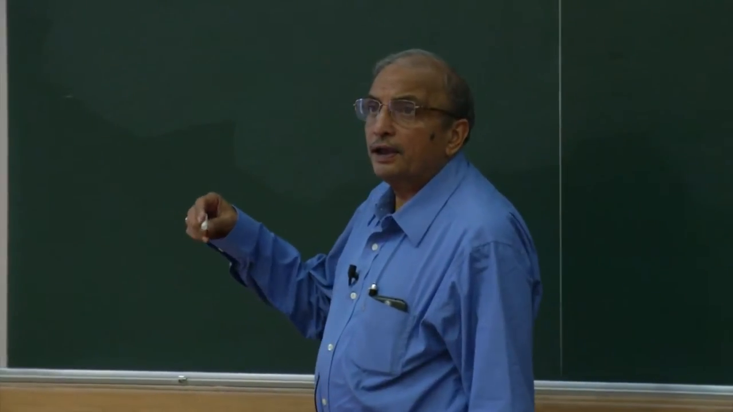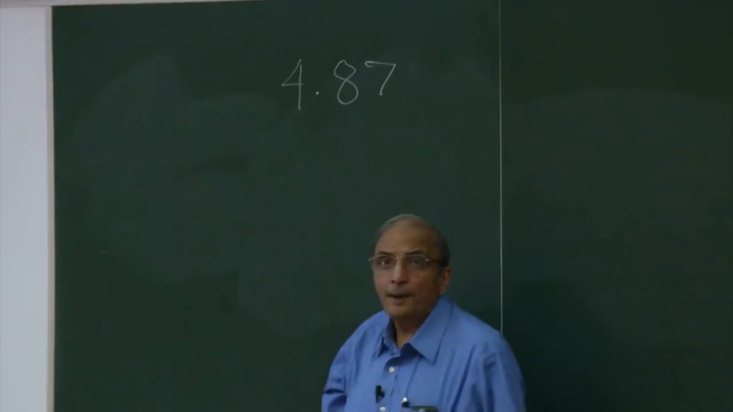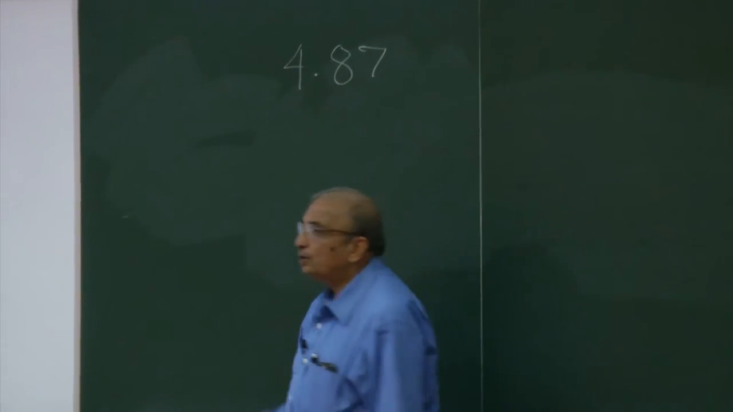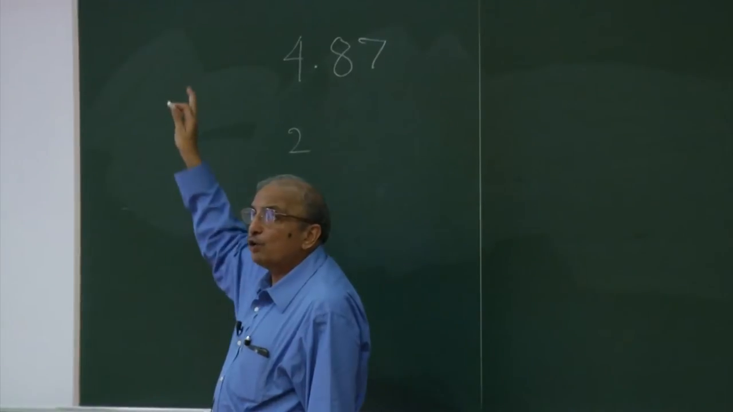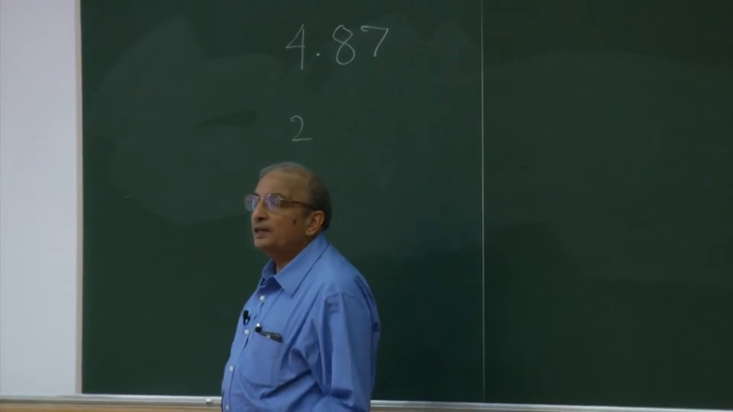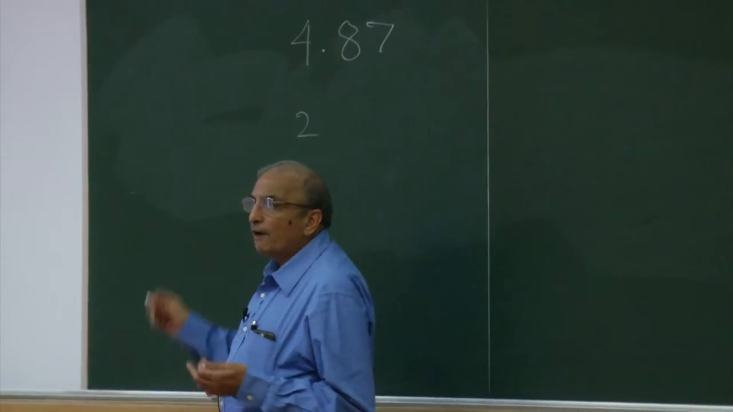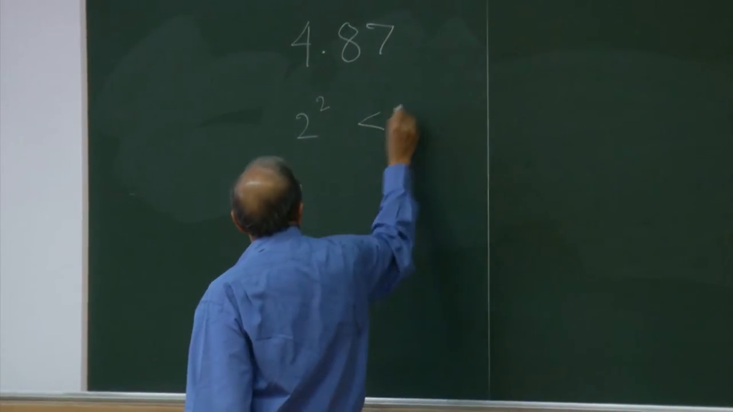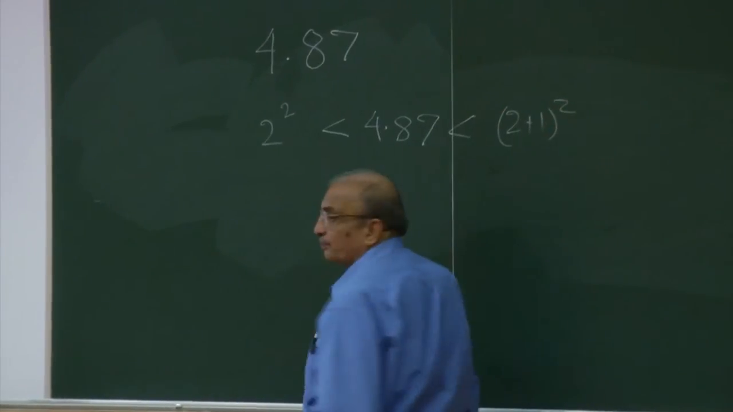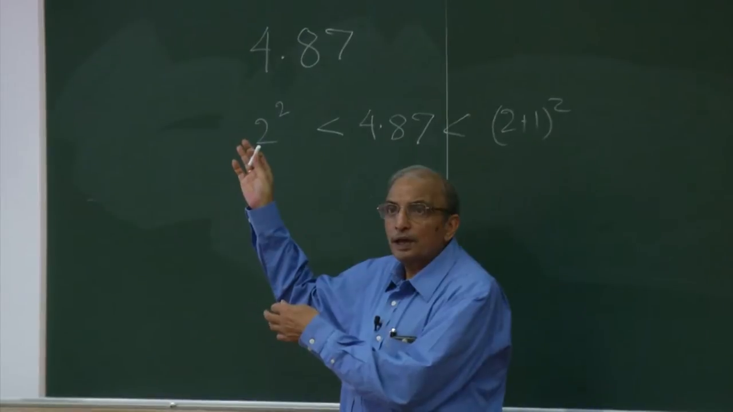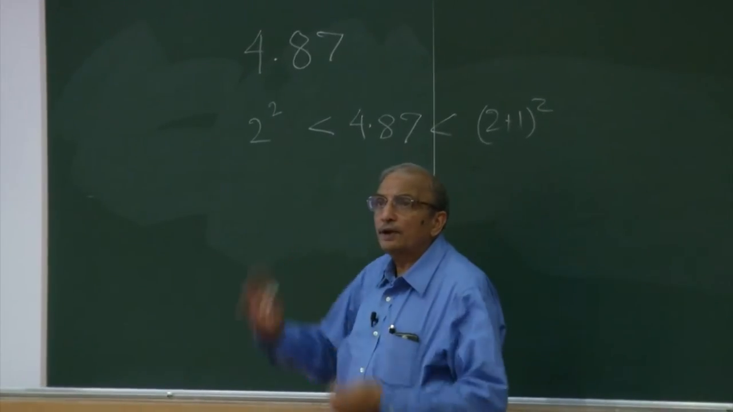Suppose the value that I give to you is 4.87. What should be the answer? Somebody said 2.2. The actual square root of this value will be obviously 2 point something. But the answer required is an integer number. So you have to remove the fractional part of it. And why 2? Because 2 square is less than 4.87, which is less than 2 plus 1 square. So the given number, its square root is to be calculated, that part to be truncated. We don't need the fractional part.